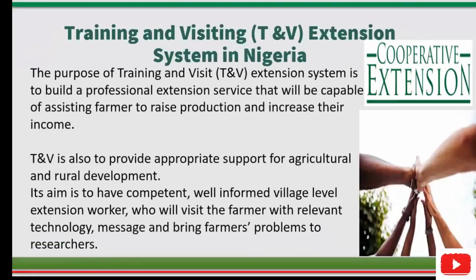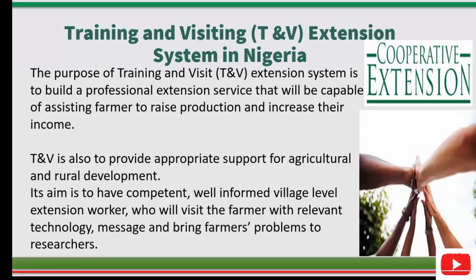Good. Now let's talk about the T&V extension system. What does T&V mean? T&V simply means training and visit extension system. The purpose of the training and visit extension system is to build a professional extension service that will be capable of assisting farmers to raise production and increase their income. How does T&V do this?